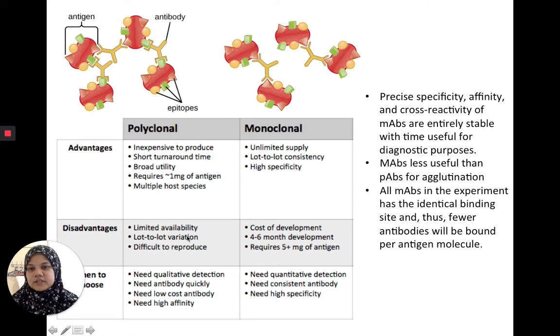So the disadvantage is that you might have lot-to-lot variation, because you don't know in that mix of antibodies how much is recognizing which epitope, and it's difficult to make consistent batches. But you use polyclonal antibodies if you just want to detect something qualitatively, if you want antibodies quickly, if you want something that's cheap, and if you need high affinity, because obviously it's recognizing multiple epitopes, so you'll have a higher signal as well.